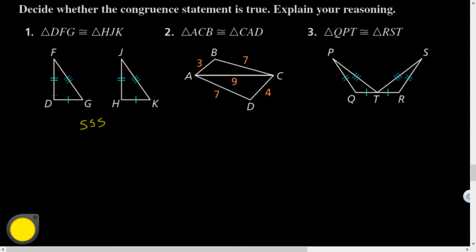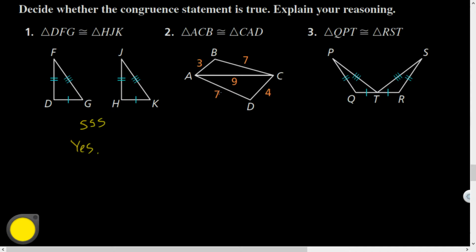Let's see. DF and HJ. Looks like it. So I'm going to say yes, it's true because of the side, side, side congruence theorem. Good times. All right, how about this one?